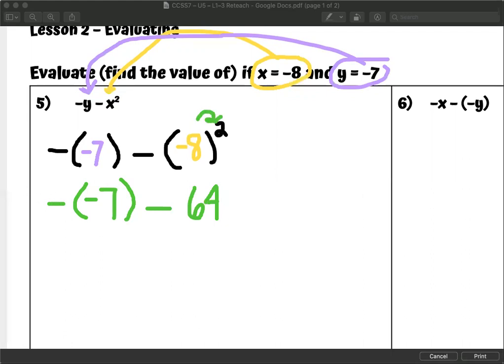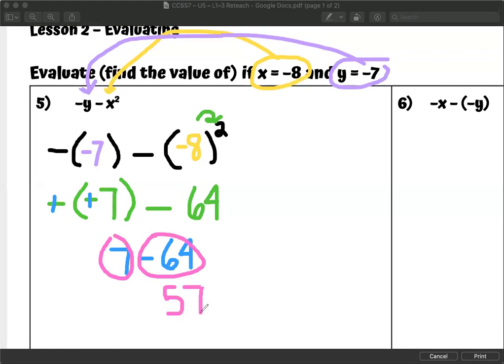Now, I'm going to simplify further. When I see minus a negative, I know that the opposite of a negative is a positive. So we have +7 minus 64. Now we are just using our integer rules, okay? We've got a positive and a negative, so we are finding the difference, which is 57. There were 7 positives and 64 negatives, so there were more negatives. So our answer is -57.